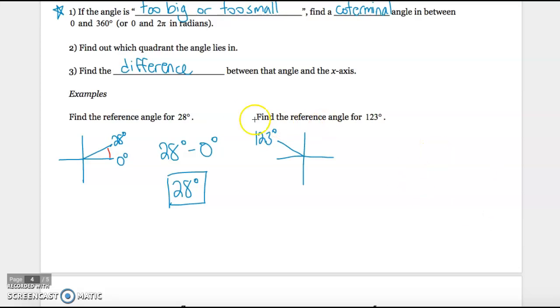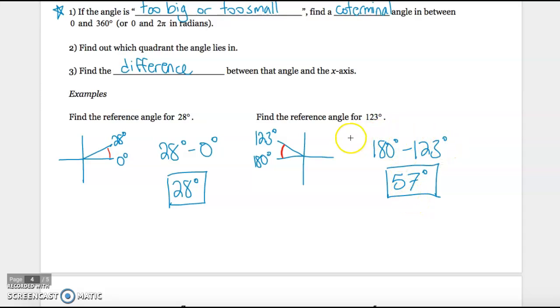And now I'm finding the difference between 123 and my x-axis, which is over here. And so I'm really finding the difference between 123 and the next closest x-axis angle, which is 180. And so I'm finding the difference between 180 and 123 degrees. So I can subtract them. And then I would get, what's that, 57? Beautiful. So 57 is my reference angle.